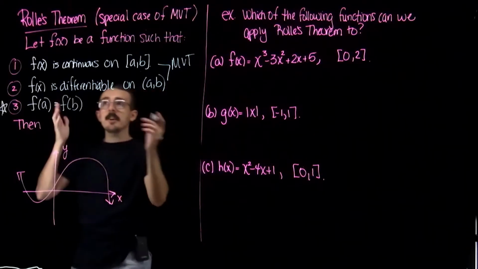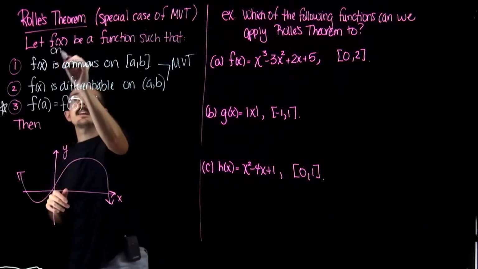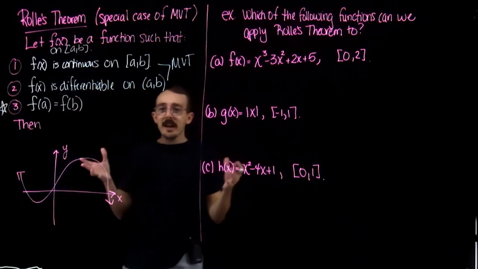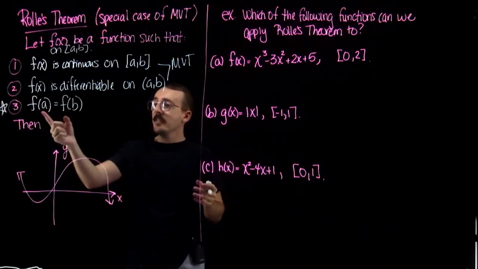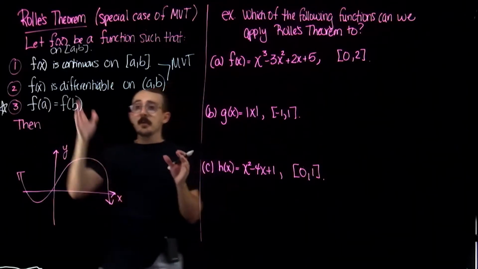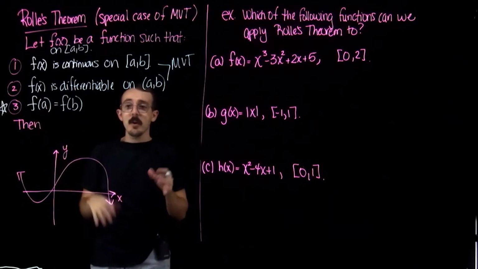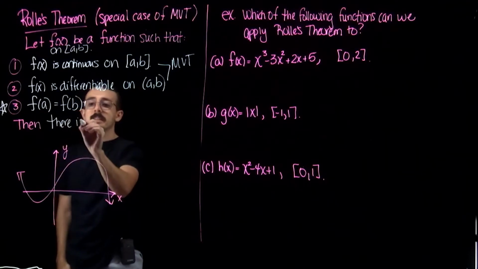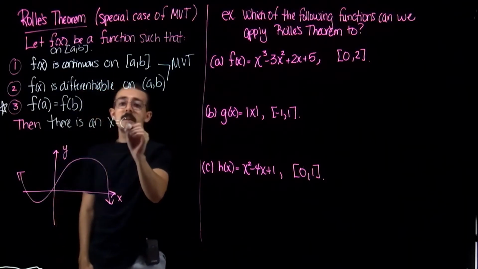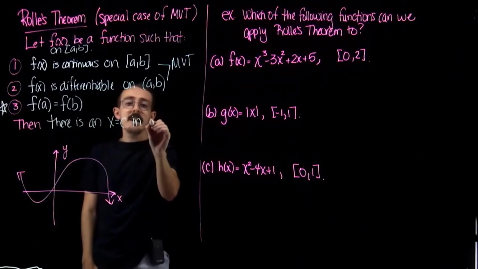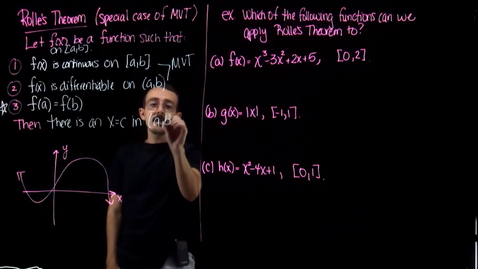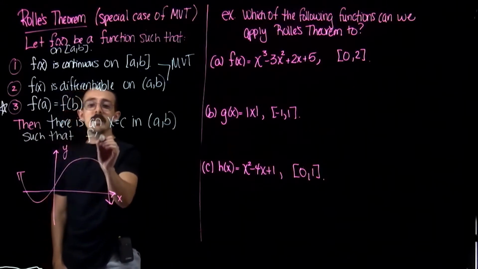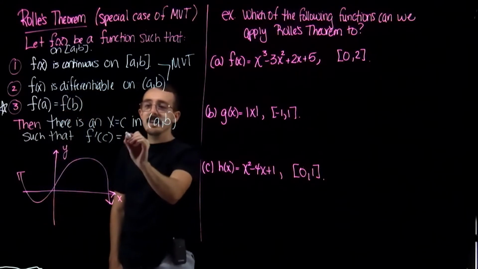So we're talking about a function over some interval. So we're going to say that f of x is on the interval a to b. But now the new added condition is that f of a and f of b have to match. So if all three of the conditions are met, then there is an x value equal to c in the interval a to b, somewhere in there, such that the derivative at that special c is 0.